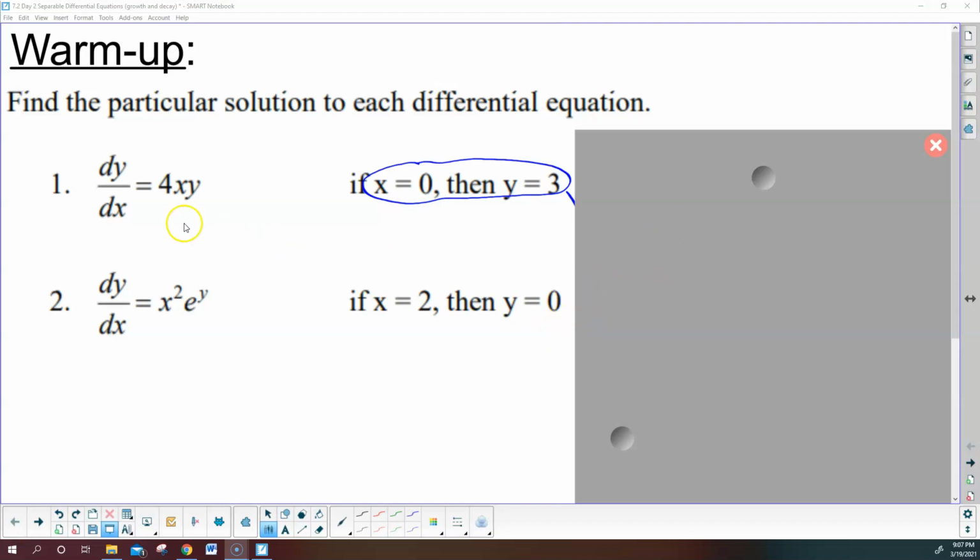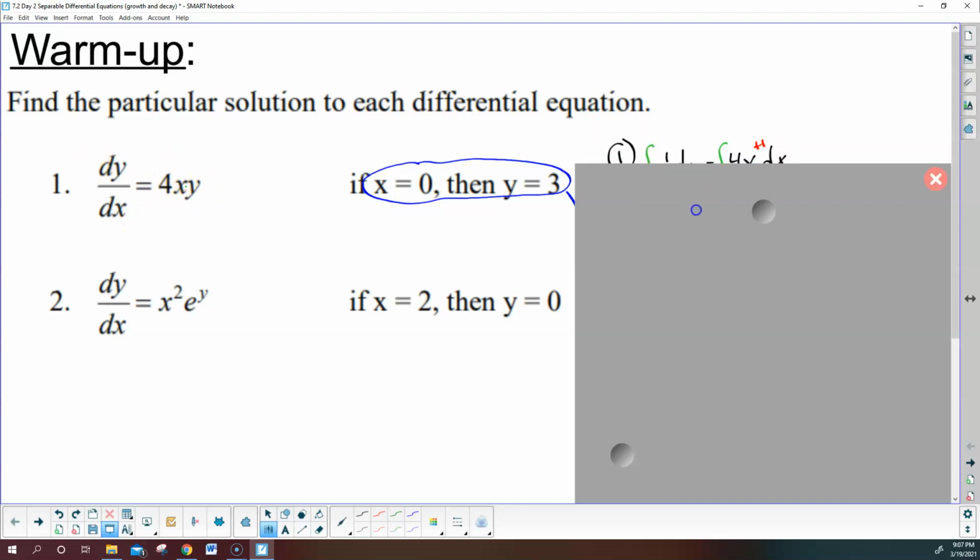Let's go over number one here. The very first thing you have to do is separate the variables. So this y has to be brought over to the other side. Now notice this is 4x times y. So I'm going to divide both sides by y, or times the reciprocal. So I got 1 over y dy on the left side and then 4x dx on the right side.